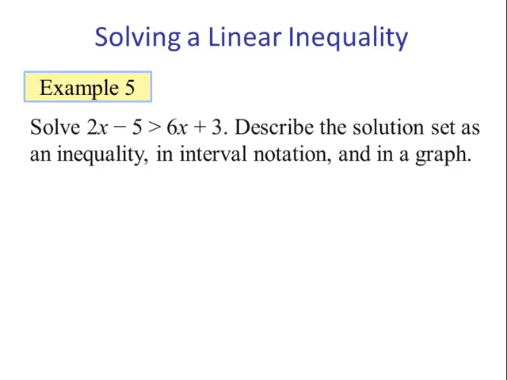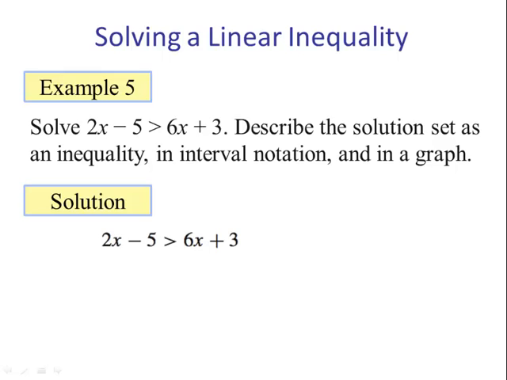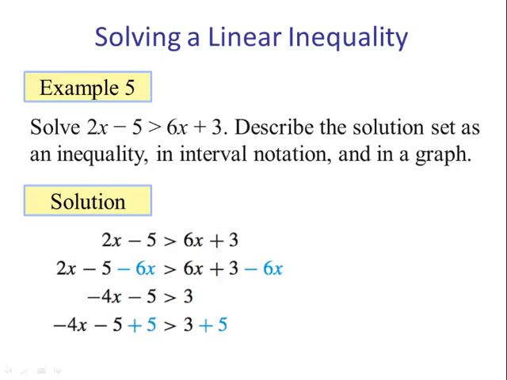Example 5. Solve 2x minus 5 is greater than 6x plus 3. Describe the solution set as an inequality, in interval notation, and in a graph. Solution. Our first step is to subtract 6x to both sides of the inequality. This gives us negative 4x minus 5 is greater than 3. Add 5 to both sides, and we're left with negative 4x is greater than 8.